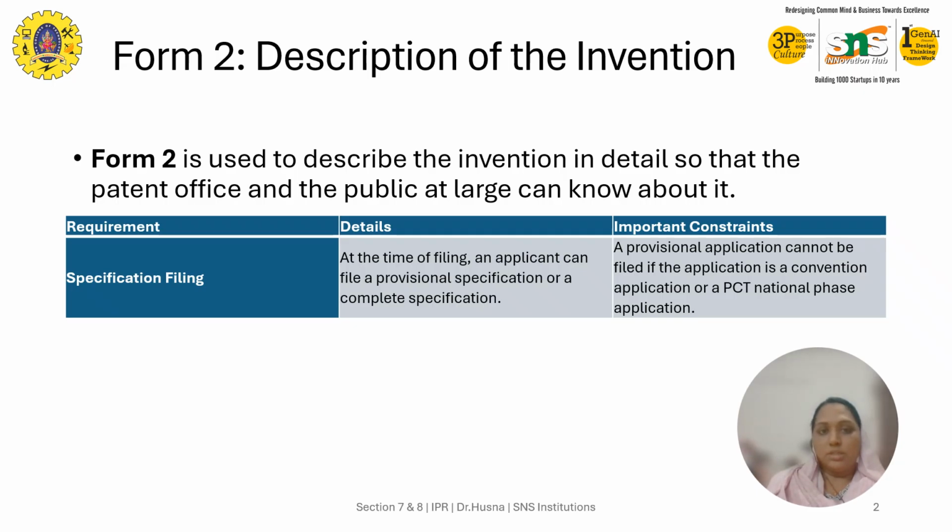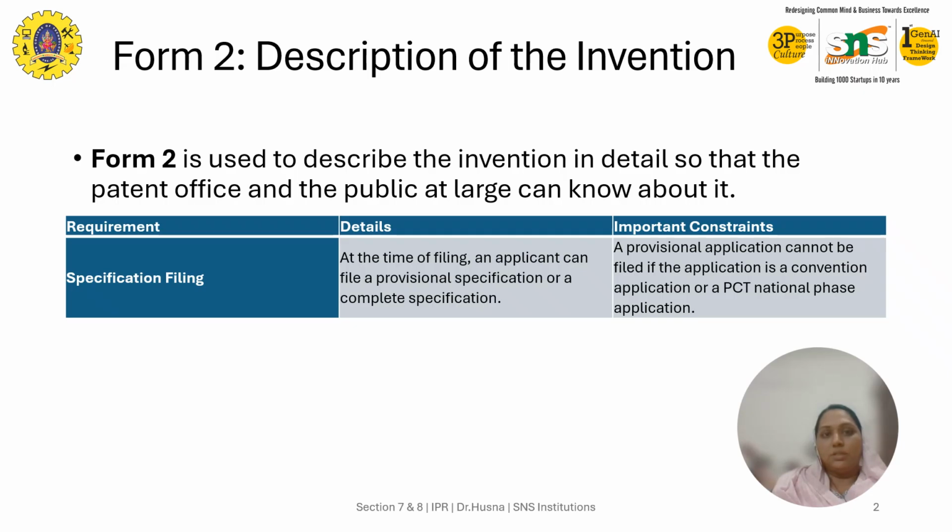The provisional cannot be filed if your application is a convention application or a PCT. We'll see about that in the next lectures, what convention and PCT are. The complete specification has to be filed within 12 months from the date of filing. So you must file the complete specification. If the filing is done directly without a provisional, then your very first filing is also a complete specification.